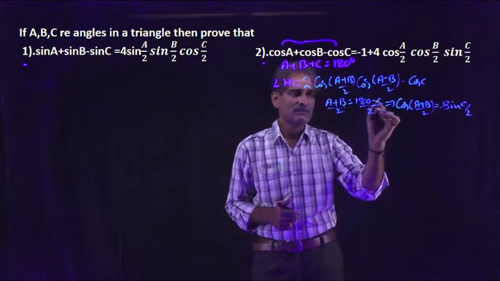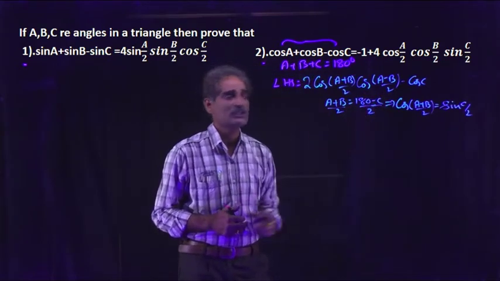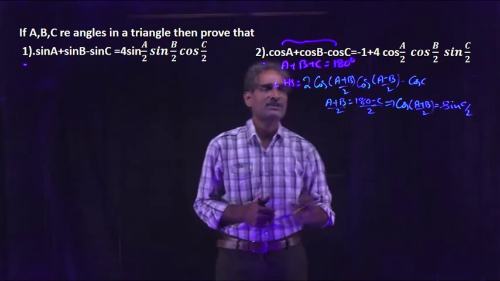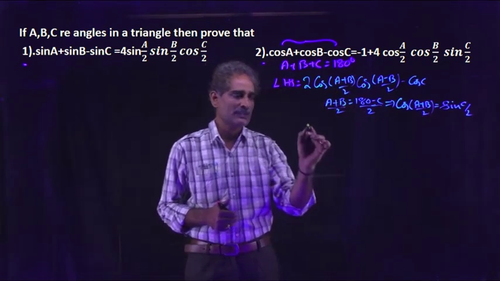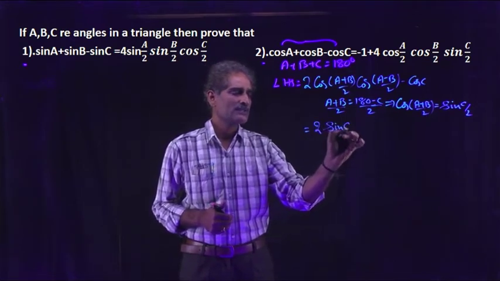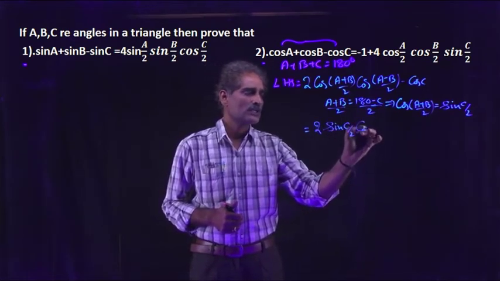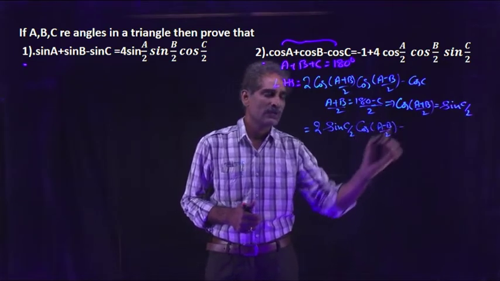Here (180 minus C) by 2 means 180 by 2 minus C by 2, that is 90 minus C by 2. Cos of (90 minus C by 2) is sin C by 2. Now replace cos of (A plus B) by 2 by sin C by 2, and we will get 2 sin C by 2 cos of (A minus B) by 2 minus cos C.